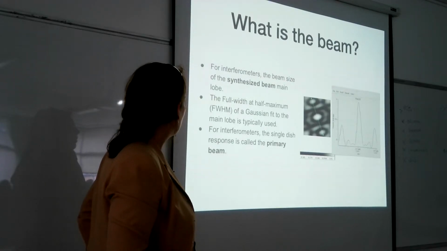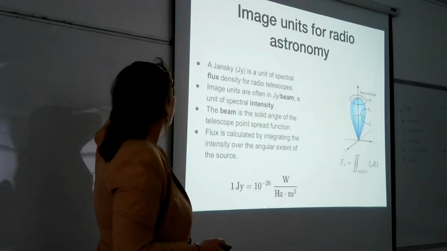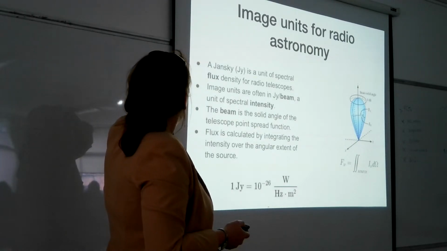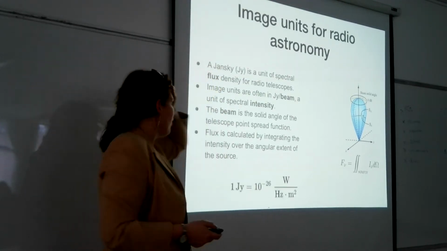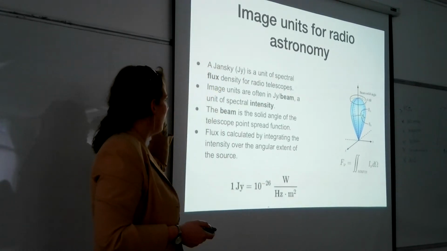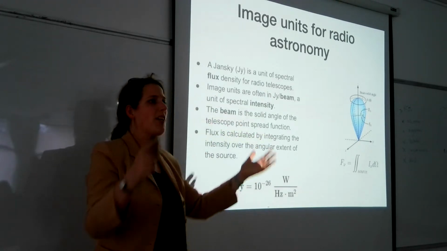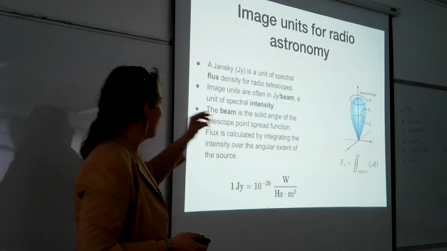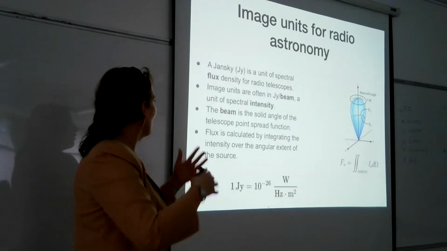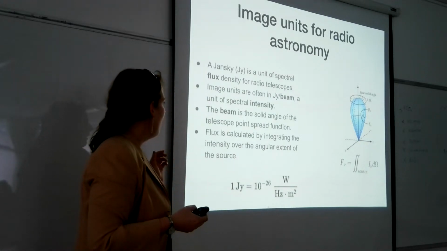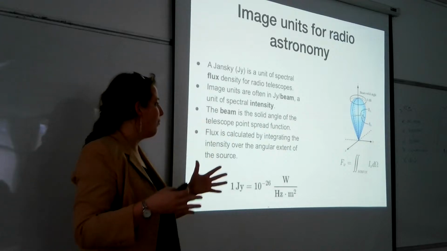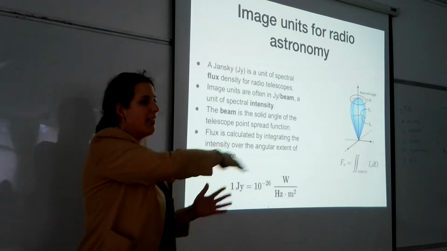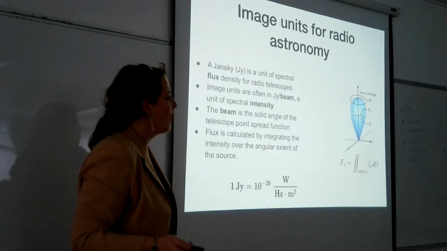Sorry, I think I've done this in a different order. Oh yeah, the unit that we use, for those of you who don't know radio astronomy, is Jansky. Image units are usually Jansky per beam because everything is convolved with this beam. The beam is the Gaussian angle of the telescope point spread function. We can calculate the total flux by integrating all of this Jansky per beam, adding that up over the entire extent of the source. Maybe I'll come back to this later.